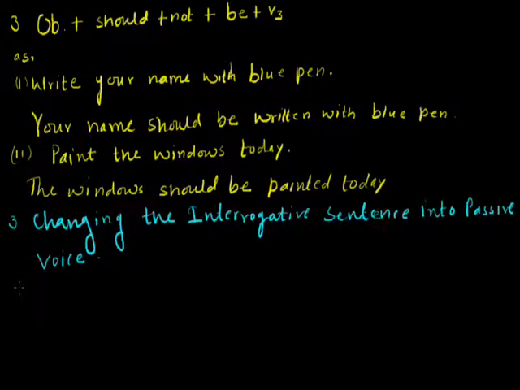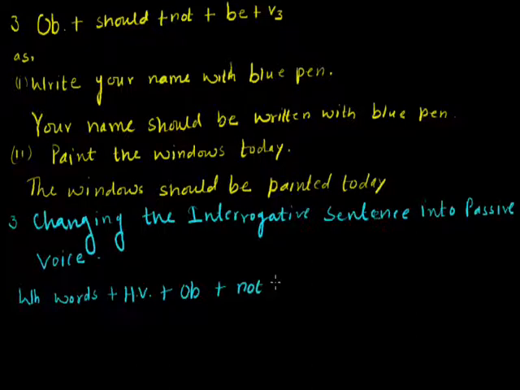Here I am writing a structure by which we can make the passive voice. So when we are going to make the passive voice of the questions with WH words, first we will write the same WH word given in the active voice. Then the helping verb will be used as per the tense given in the active voice. Okay, then the object of the active voice. Then if "not" is given in the active voice, use it after the object.